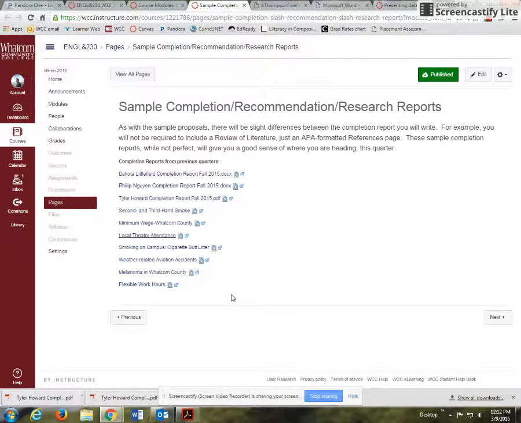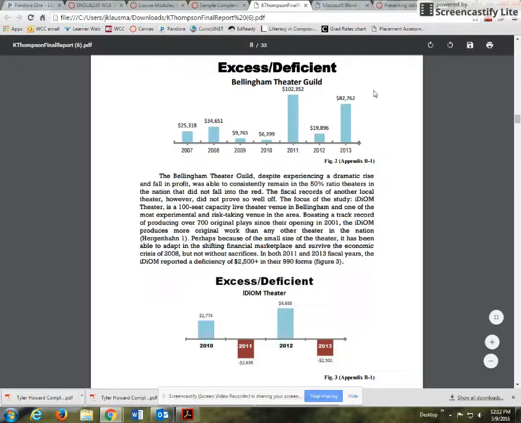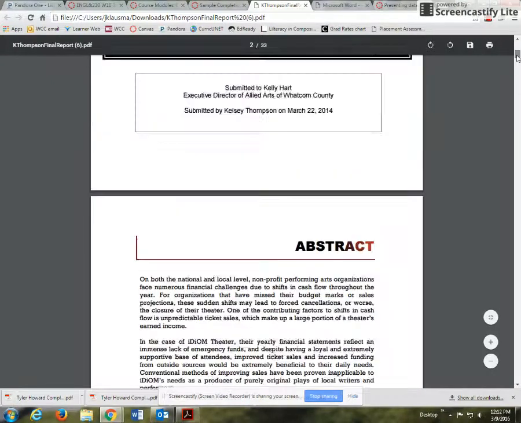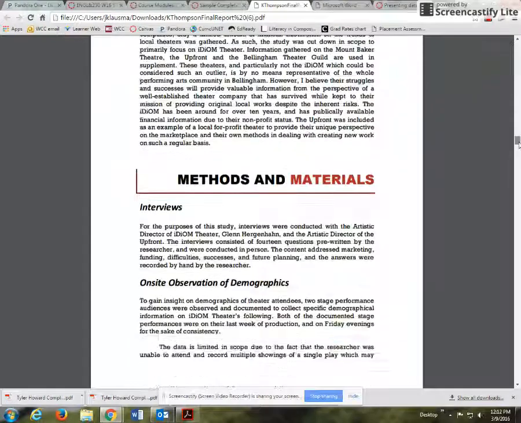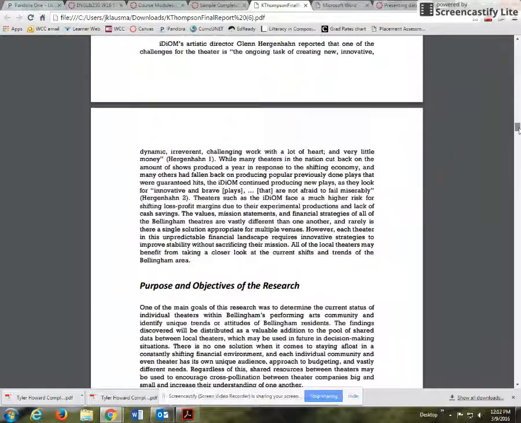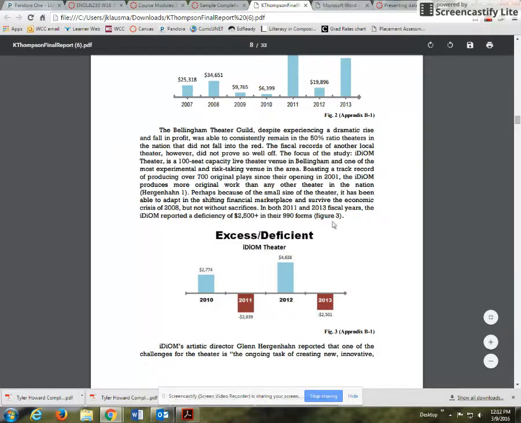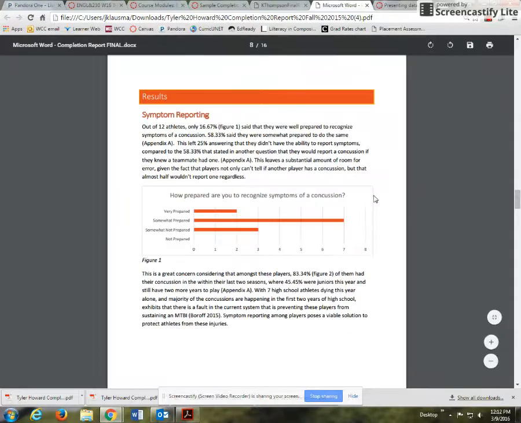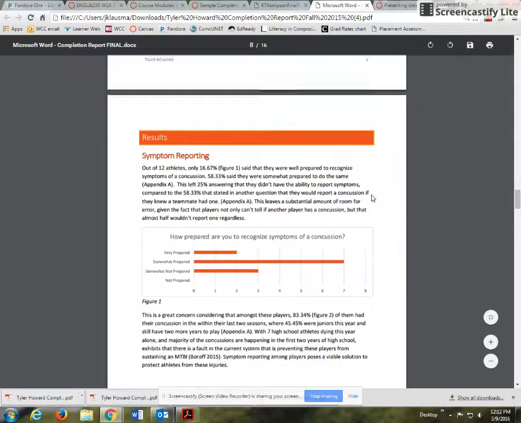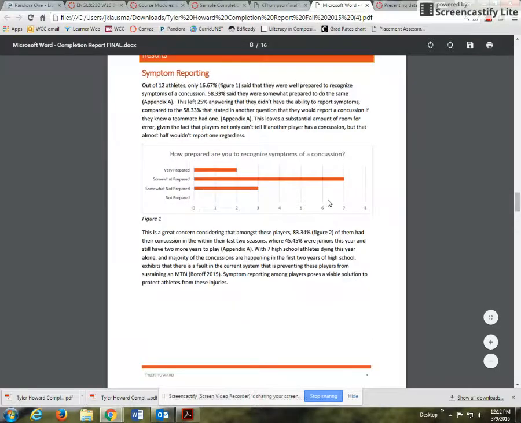All of these have some positive things, but I think there are some principles which I'd like to see done even better. In the results section of these reports, here's the one on local theater attendance. You want to include some graphs or charts to explain what it is you found. This is the one on concussions. You can see in the results section, it talks about the data and it presents a chart.